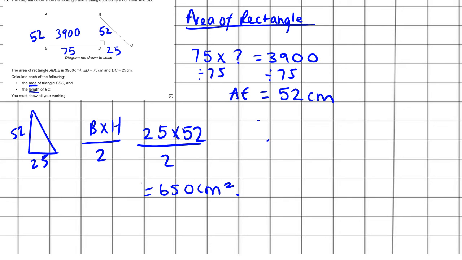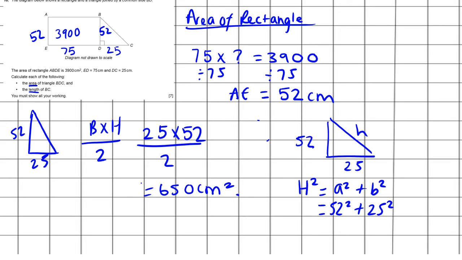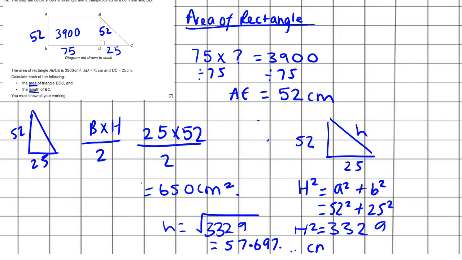Now we need to work out length BC. Basically that's just Pythagoras' theorem. We just don't know the hypotenuse. So the formula for Pythagoras' theorem is h squared equals b squared plus c squared. So 52 squared plus 25 squared gives us 3329, but that's for h squared. So therefore h on its own is the square root of 3329, and that gives us 57.697 centimeters.